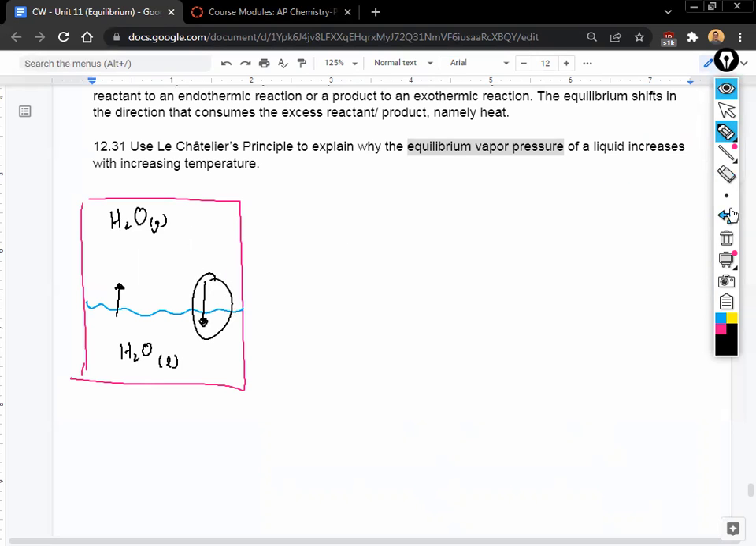We said that naturally, when we have a liquid and gas, it's going to be an equilibrium. Some of the liquid molecules are going to turn into gas molecules, and the gas molecules turn into liquid molecules. This is the part that I want you to concentrate on: the gas molecules turn into liquid as well. Now, if I increase the temperature of this system, there's going to be more shift towards the gases. And if you increase the temperature, the gases are not going to want to turn back into the liquid naturally, because there's more energy in the system.